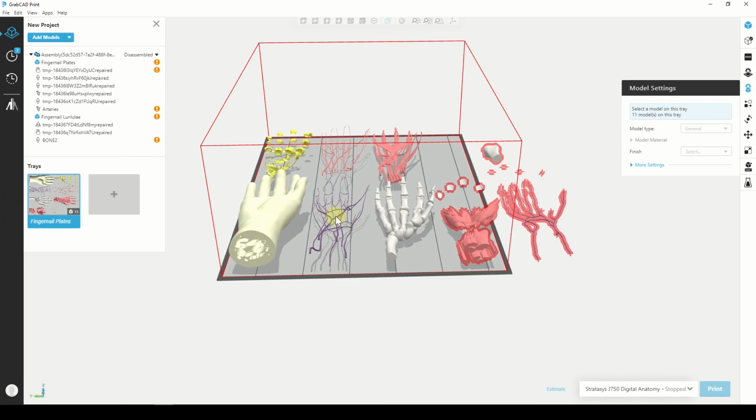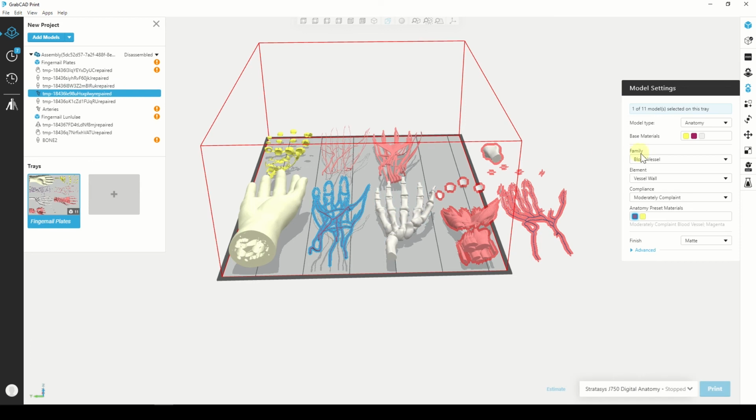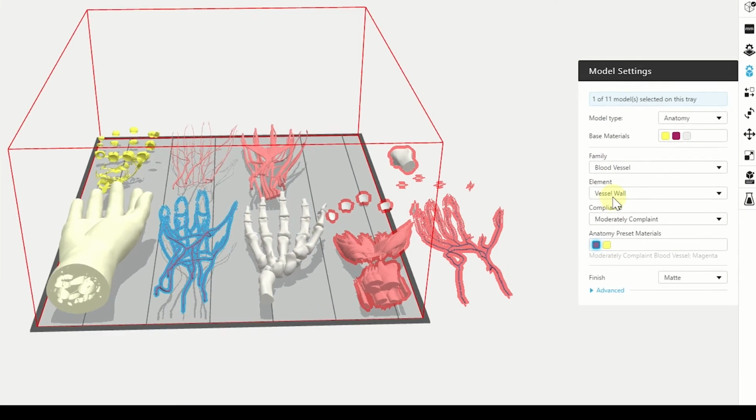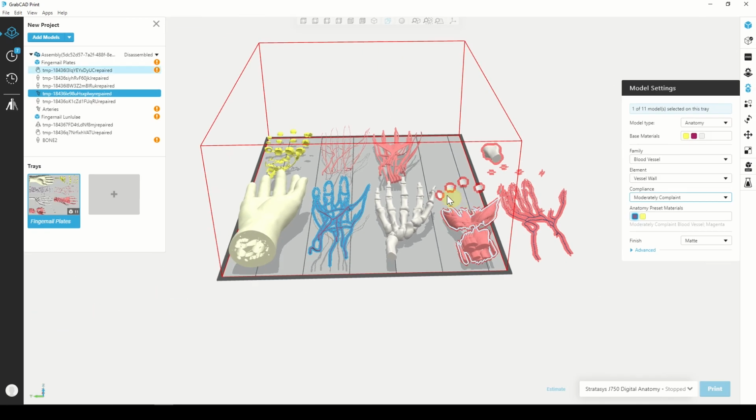We have the blood vessels that we saw in a previous video. So we are going to the blood vessel family, we're choosing the vessel wall element, and we have 6 different compliances. I chose the moderately compliant.